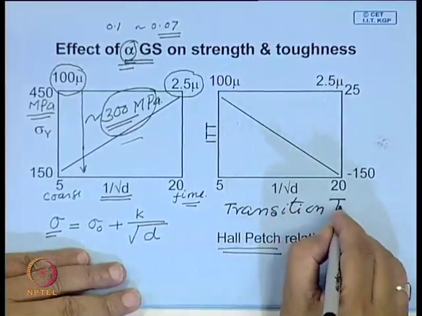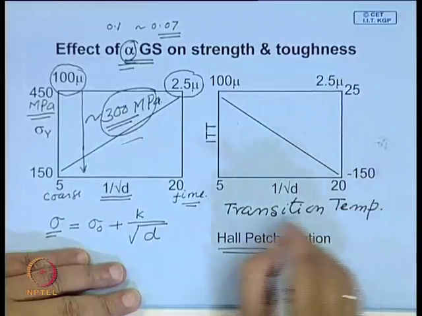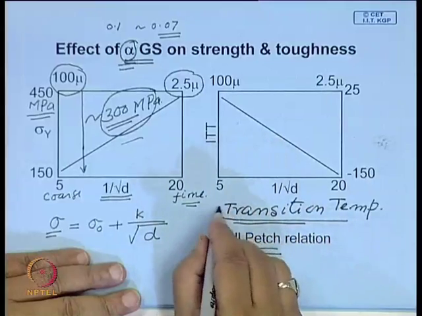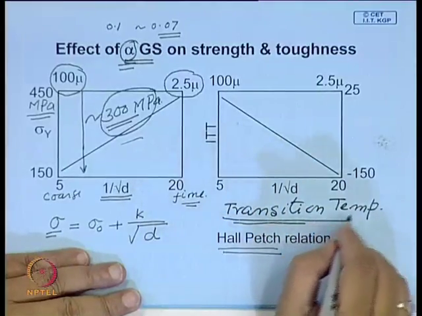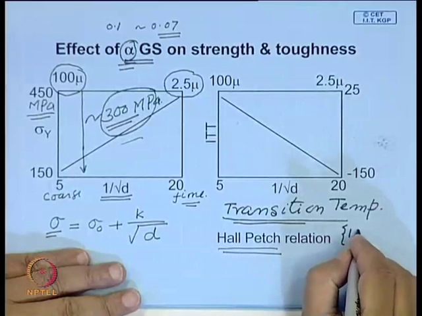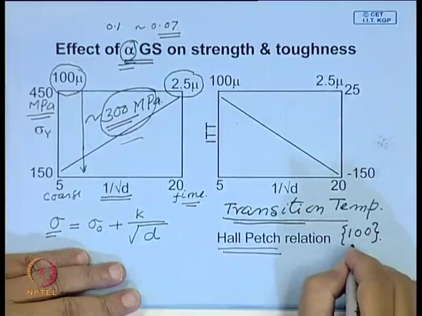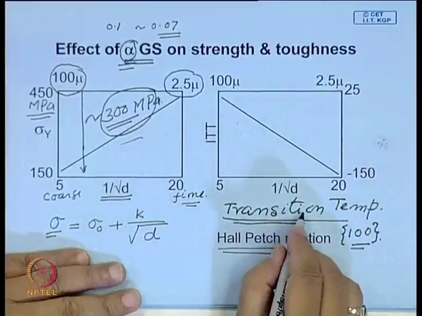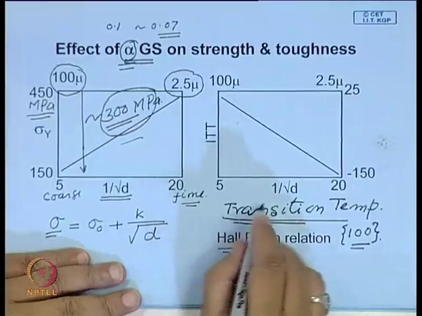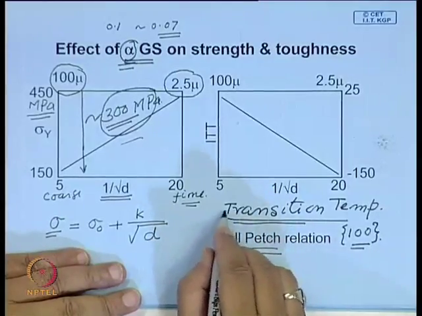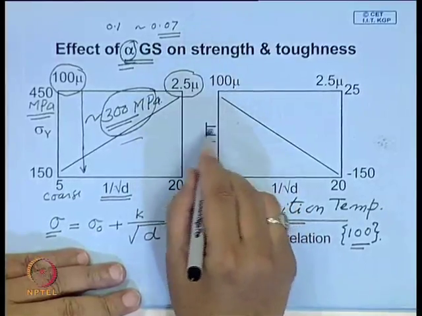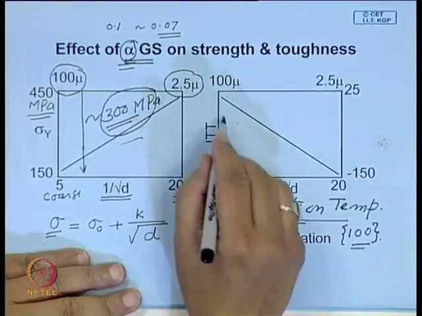Ferritic steel particularly suffers from this problem. At low temperature, ferrite is brittle, it has a cleavage plane, that means cracks propagate easily on the 100 plane, and you get a brittle fracture at a lower temperature. And the temperature at which the fracture becomes brittle, known as fracture appearance, is the transition temperature.